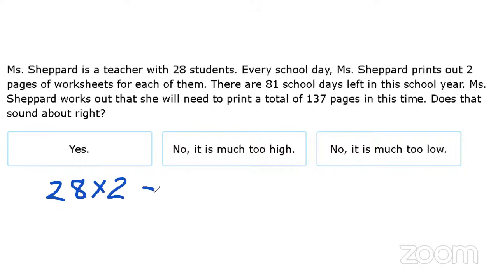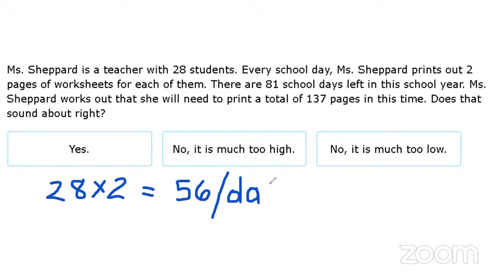28 multiplied by 2, what would that be? 28 times 2 is what, guys? Go ahead and help me with that in the chat. 2 times 8, 16. 2 times 2, 4, and 1, 5. So 56 daily. She needs 56 per day. So I'm going to just write this here. 56 per day. Now there are 81 days left.